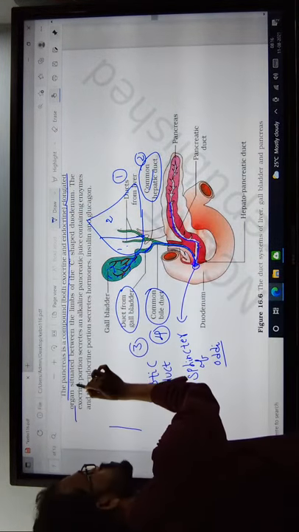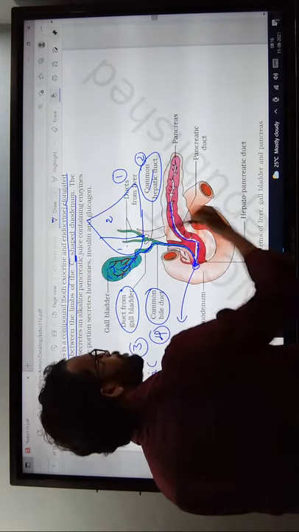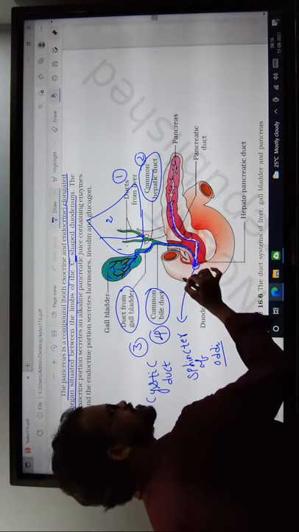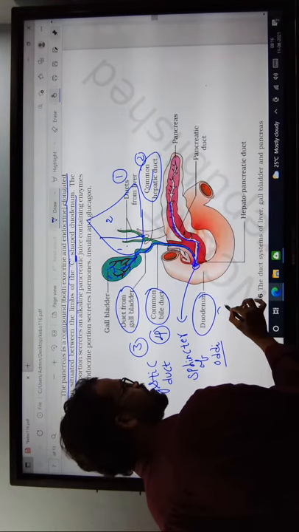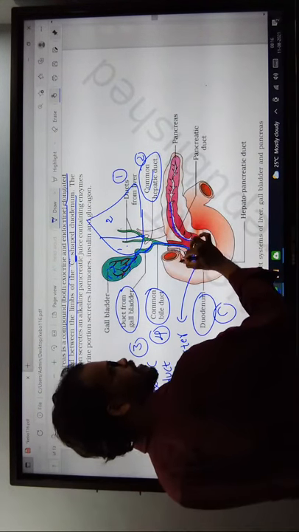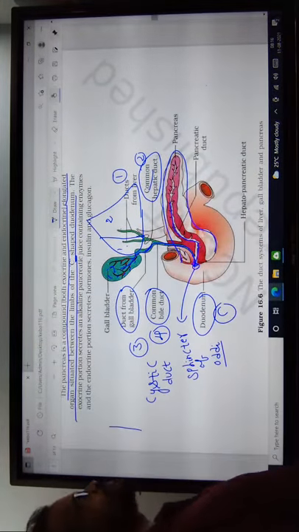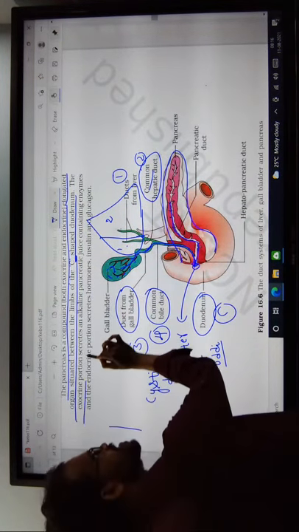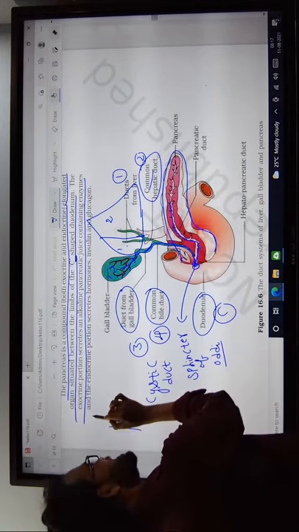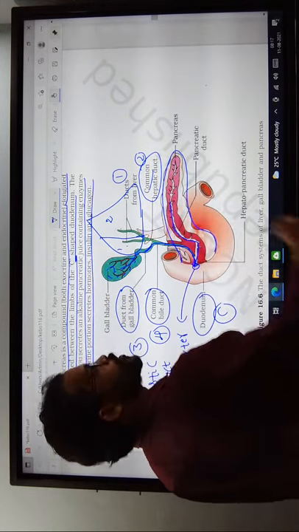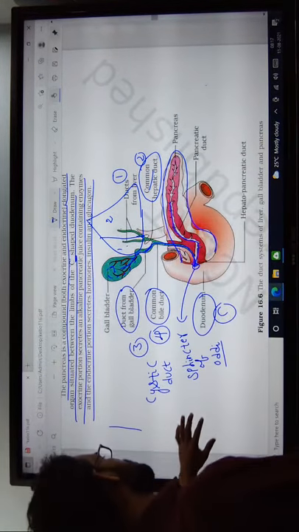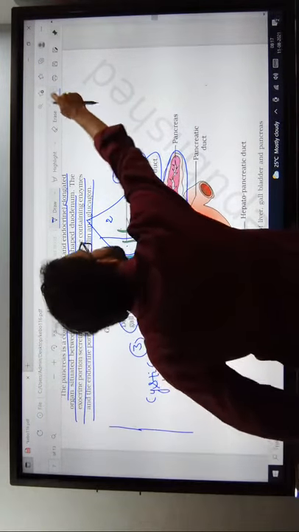It is an elongated organ located between the limbs of the C-shaped duodenum. The exocrine part secretes pancreatic juice containing enzymes. The endocrine part secretes insulin and glucagon. Where is the pancreas located? It is located here.